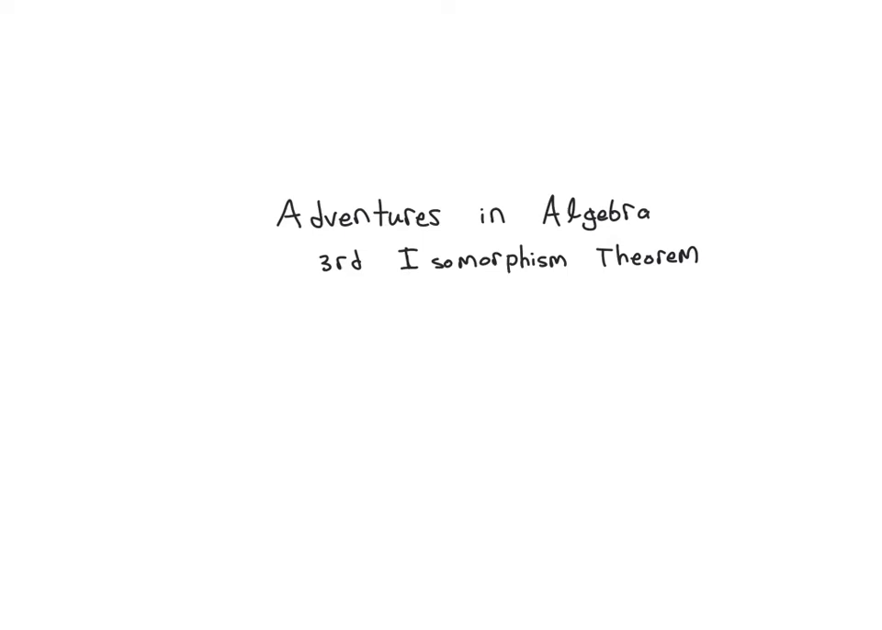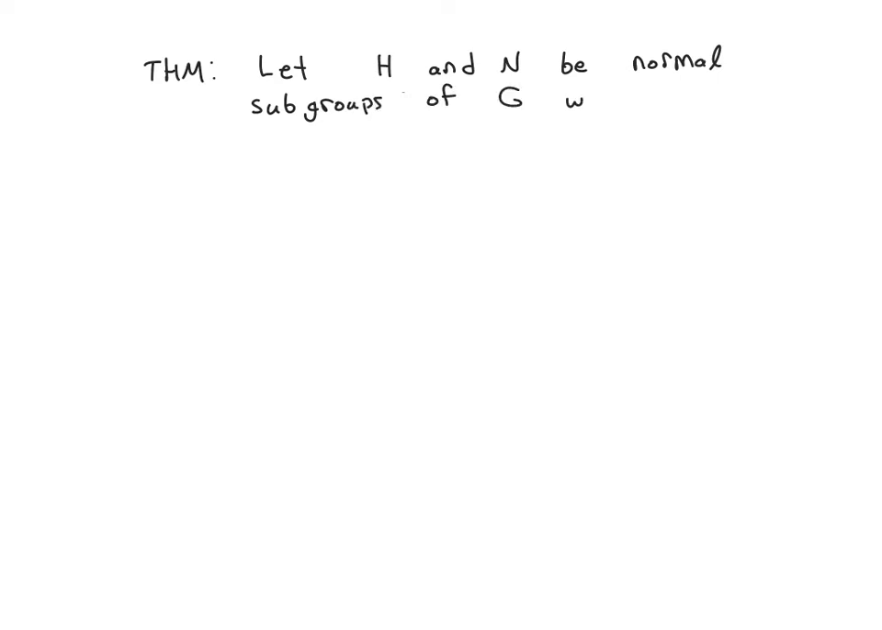So in this adventure in algebra, we're going to study the third isomorphism theorem. The third isomorphism theorem states, suppose you have two normal subgroups of G with N a subset of H.